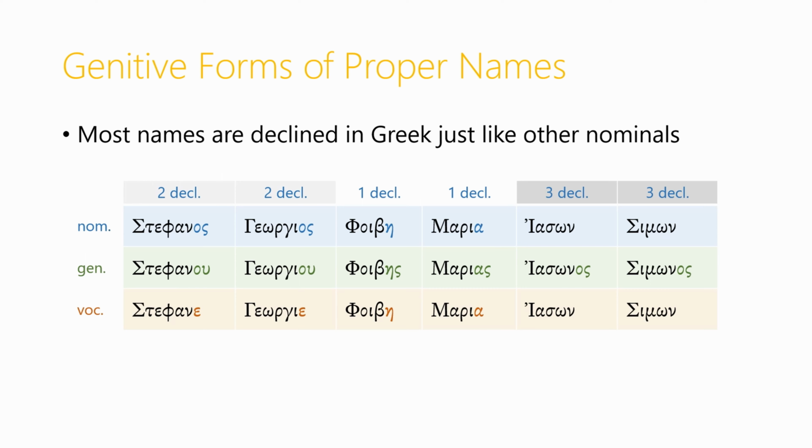We also have, as we've seen already, some third declension proper nouns, names. So Iason becomes Iasonos in the genitive, and then reverts to just the stem Iason for the vocative. Similarly, Simon becomes in the genitive Simonos, and in the vocative reverts to just the stem of the noun, Simon.